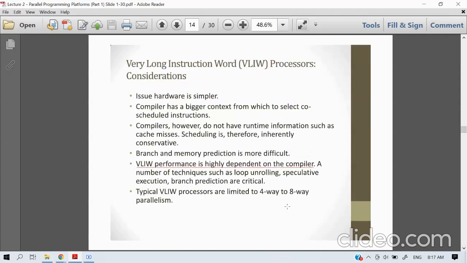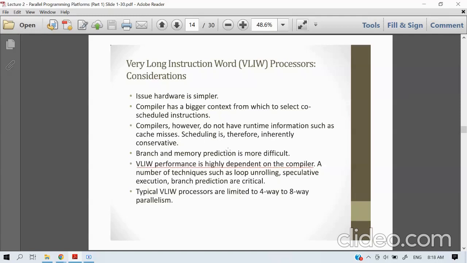So let's look at the consideration of VLIW. Issue hardware is simpler. The compiler has a bigger context from which to select co-scheduled instructions because it does the analysis during compilation time. Compilers, however, do not have runtime information such as cache misses. Scheduling is therefore inherently conservative.